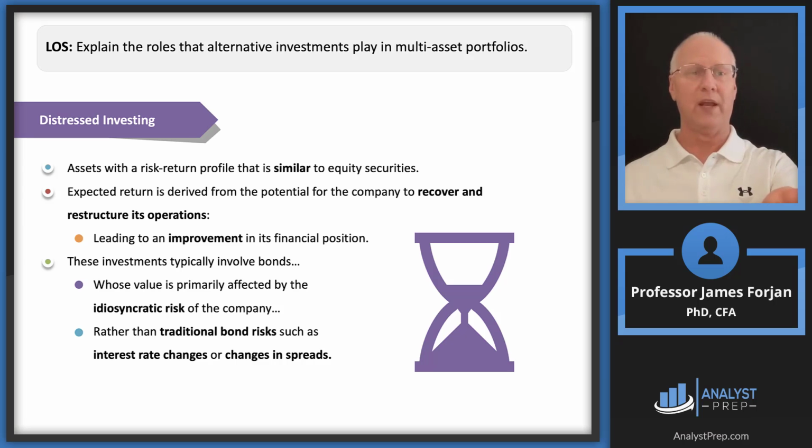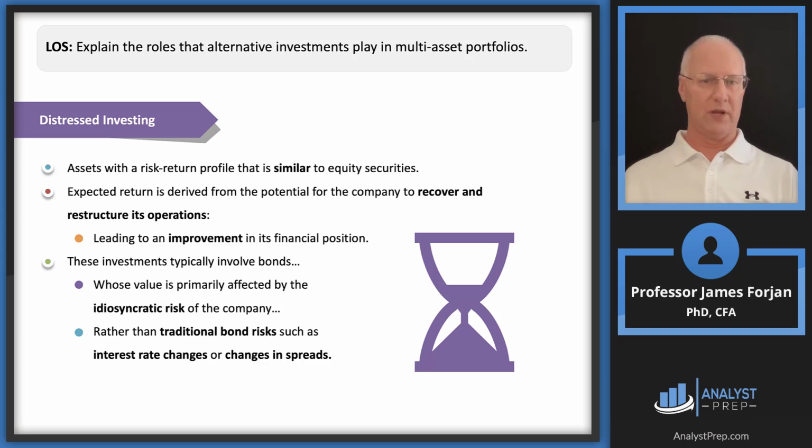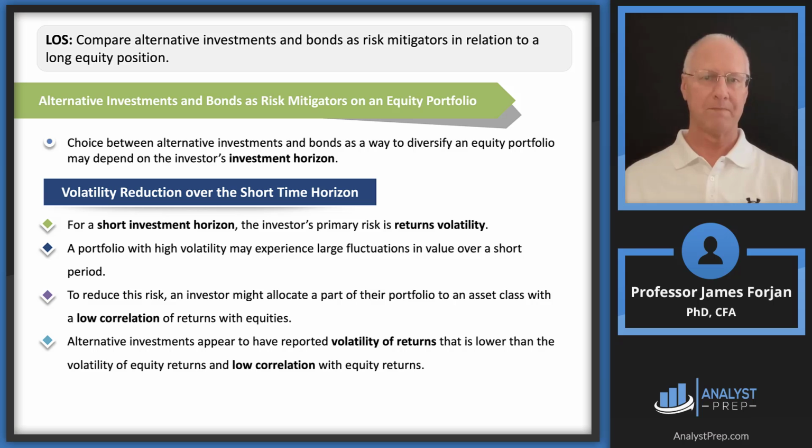Here we go. This is what I was just saying. Risk return profile similar to equity securities, potential for the company to recover and restructure. And so there are lots of different ways that companies can get out of this distressed environment. Among the best reasons is to be taken over by a private equity firm and then recover because there's better leadership or better skill set or better board of directors or more focus on core competencies. I mean, the list goes on and on about what happens in that distressed investing.